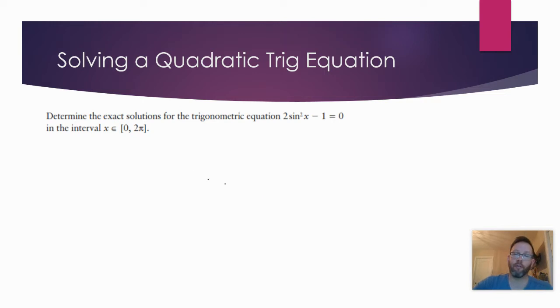The first equation we're going to solve today is this one: 2 sine squared x minus 1 equals 0. So it is a quadratic trig equation in that the trig ratio in it is squared. We're going to solve this equation by hand, and then we are going to check using Desmos. So here we go.